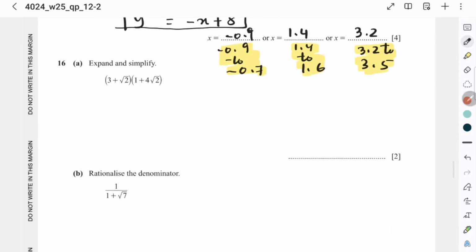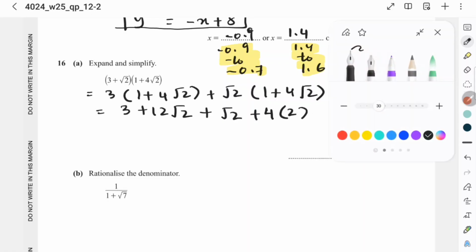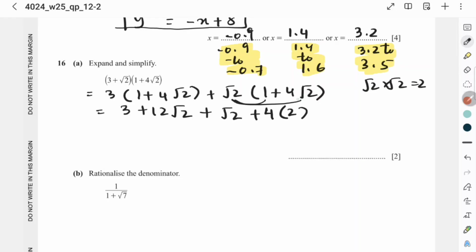Question number 16: expand and simplify. Okay, 3 times (1 plus 4 square root 2), and then plus square root 2 times (1 plus 4 square root 2). Now we have 3 plus 12 square root 2 plus square root 2 times 1 is square root 2, plus 4 square root 2 times square root 2, and square root 2 into square root 2 will be only 2. Okay, 4 times 2.